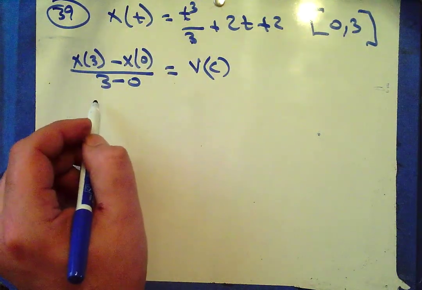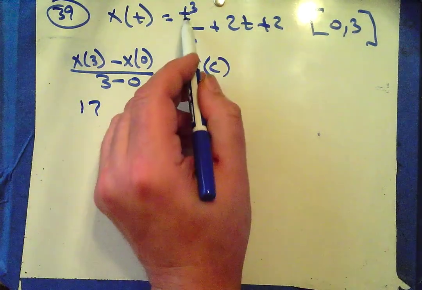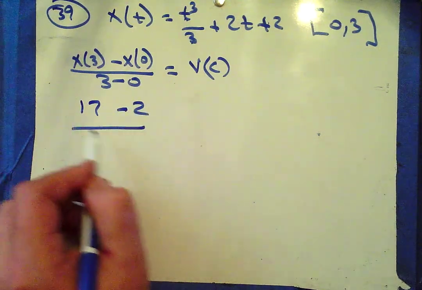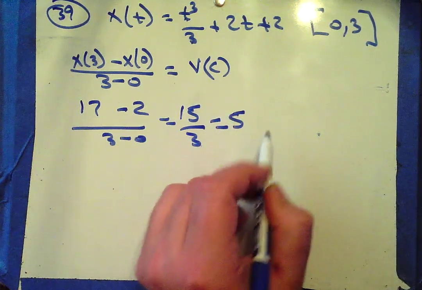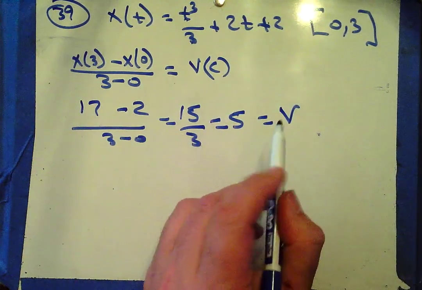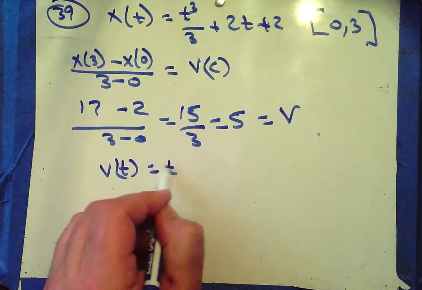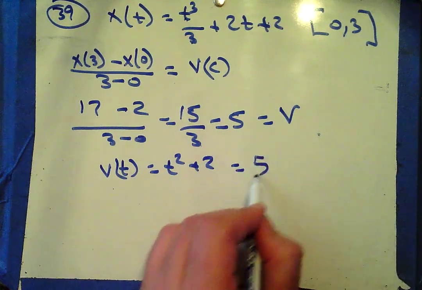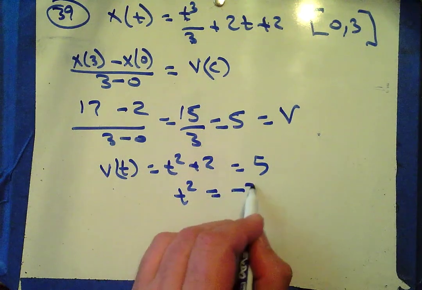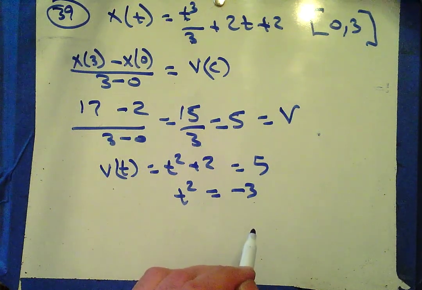27 divided by 3 is 9. 9 plus 6 is 15, plus 2 is 17. If I plug in a 0, I get 2. Over 3 minus 0, so 15 over 3 is 5. I want to set the velocity function equal to 5. Velocity function, v of t, is going to be t squared plus 2. So I set t squared plus 2 equal to 5. t squared equals negative 3. It looks like that never happens, and yet it says it does happen. Ooh, I got a mistake somewhere.